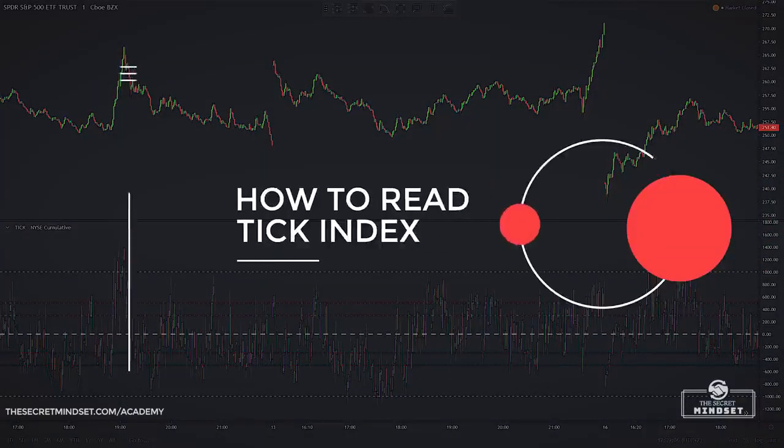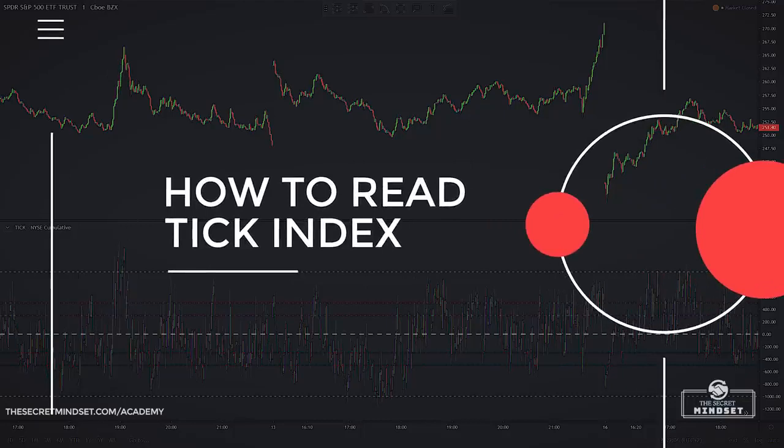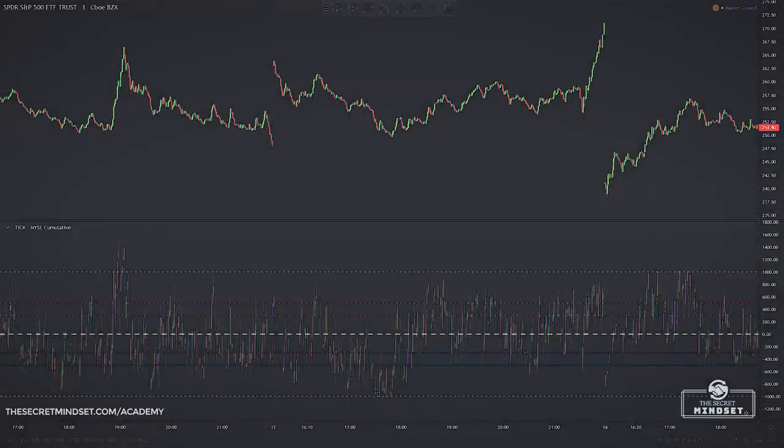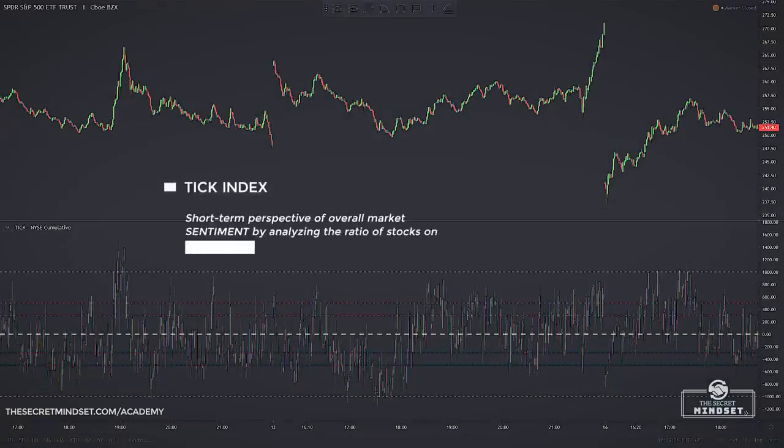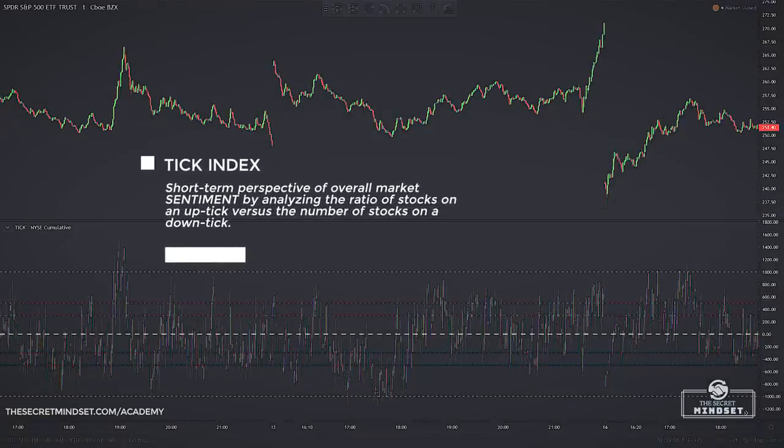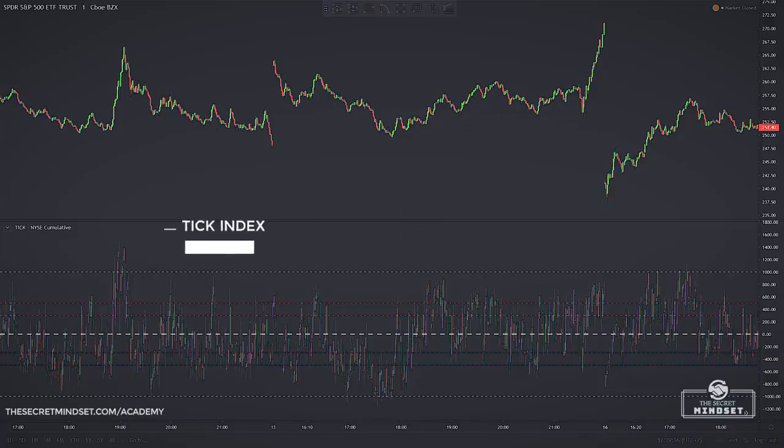So how to read tick index? Tick offers traders a short-term perspective of the overall market sentiment. This is extremely valuable for scalping trades. The ratio of stocks on an uptick versus the number of stocks on a downtick presents a short-term actionable point.